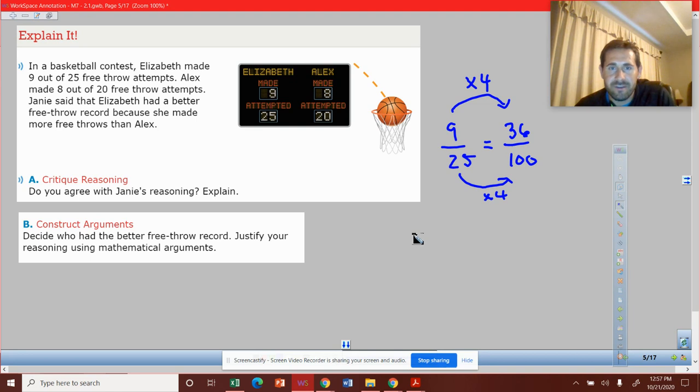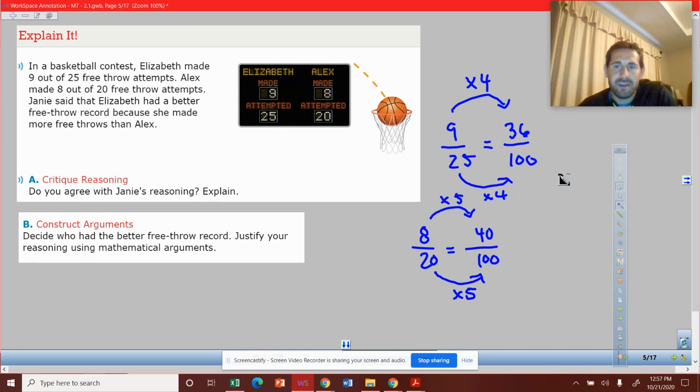Now, what about Alex? How many attempts? He only had 20 attempts, but we want to compare him to 100 attempts. So now we can do the same pattern. We're multiplying by 5. So 8 times 5 is 40. So again, we knew it wasn't fair to begin with, but now you can see who's shooting at a better rate. It's actually Alex.